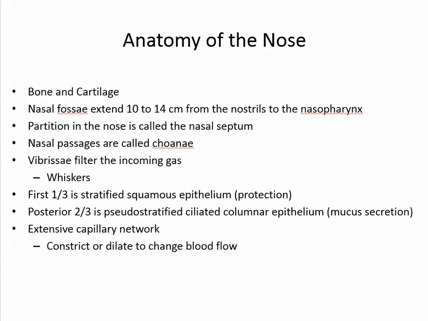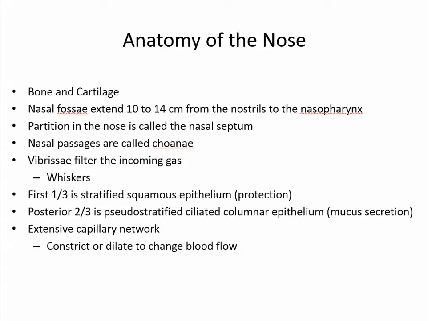The two nasal fossa extend 10 to 14 centimeters from the nostrils to the nasopharynx. The two fossa are divided mainly by the cartilaginous septum together with the two medial portions of the lateral cartilages. The nasal septum is primarily composed of the perpendicular plate of the ethmoid bone descending from the cribriform plate, the septal cartilage, and the vomer.